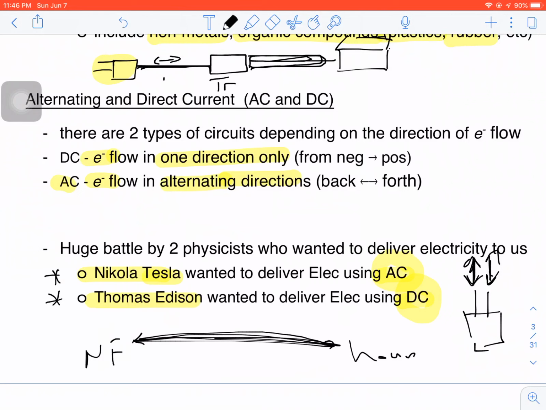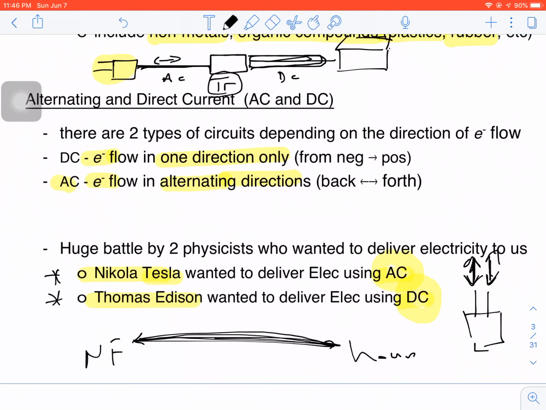in one direction only. So on this side of the transformer, I have AC electricity. On this side of the transformer, I have DC electricity. And the purpose of that transformer, one of the two purposes, is to change AC electricity into DC electricity.